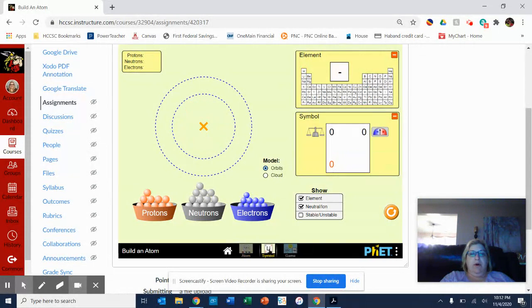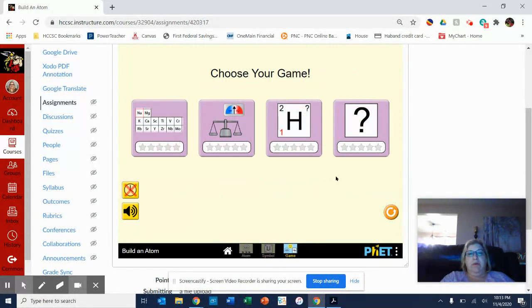Then the second part has some questions about the chemical symbols that you can answer by putting your electrons and your protons and neutrons there. And finally, there's a little game to play to make sure that you learned everything that we wanted you to learn by playing with this website. So this is what you're going to use to fill in that worksheet.